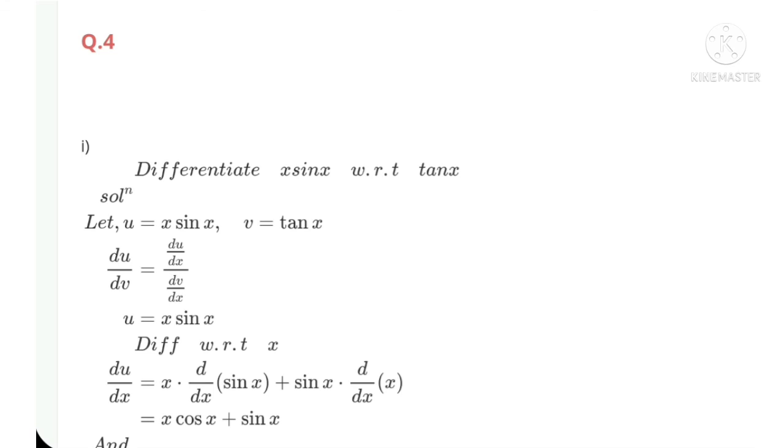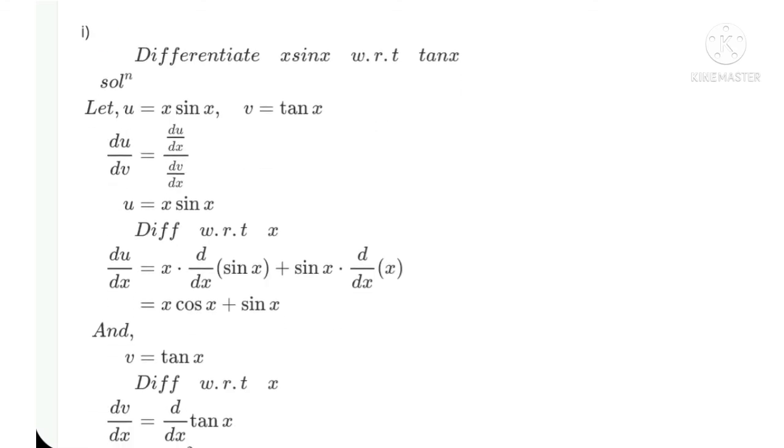Not all. First is differentiate x sin x with respect to tan x. So you suppose x sin x as u and tan x as v. So you find u is function of x and v is function of x. So first we have to find du by dv is equal to du by dx upon dv by dx. So you first take u is equal to x sin x, differentiate with respect to x. Here you use the product rule, first into derivative of second plus second into derivative of first.